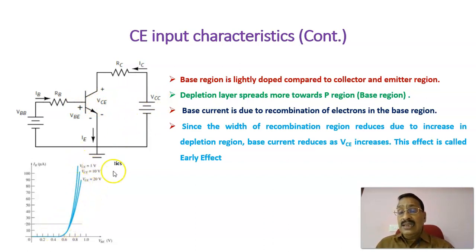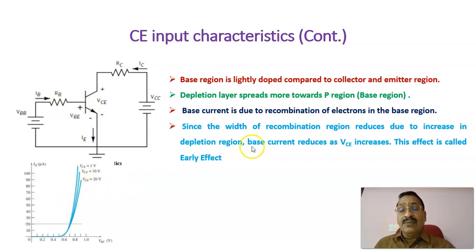Therefore, as VCE increases, say from 1 to 10 volts here, the curve is shifting towards the right, meaning that for a given VBE, as VCE increases, IB is reducing. IB is reducing because the depletion region is spreading more towards the base region, and the available region where it can recombine gets reduced, so the base current gets reduced.